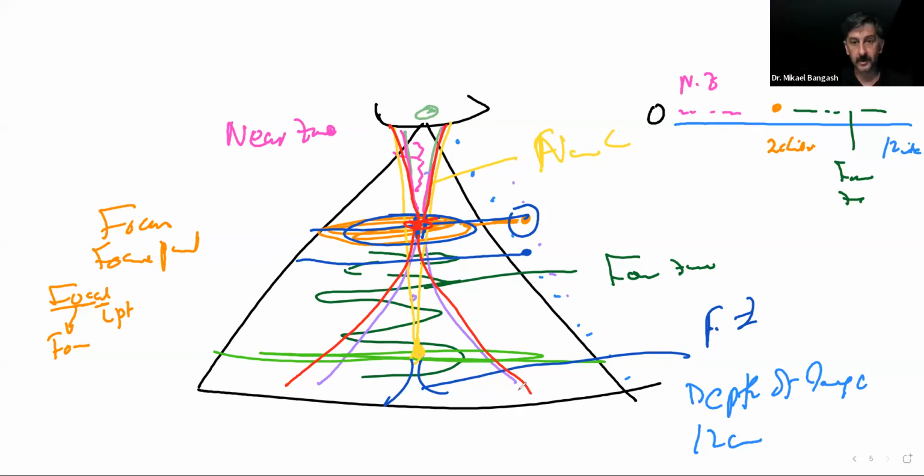Then you also say, I also want to focus at, let's say, this point here. But what happens is that as your beam comes in, it narrows down to its narrowest point here, and then spreads out. But then it always focuses here.